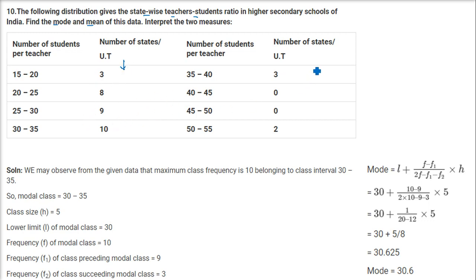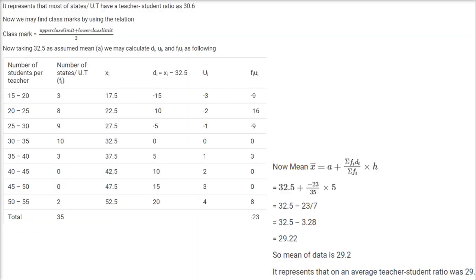Which one is the highest frequency? Here, here and here. We see 10. So this is our modal class. So this will be our L, this will be our F, this will be our F1, this will be our F2. And what is the class interval? 25 minus 15. So H is 5. So let us take this value, put it in this formula, and we get 30.6 as the mode.